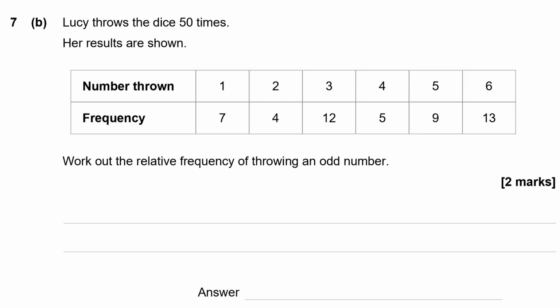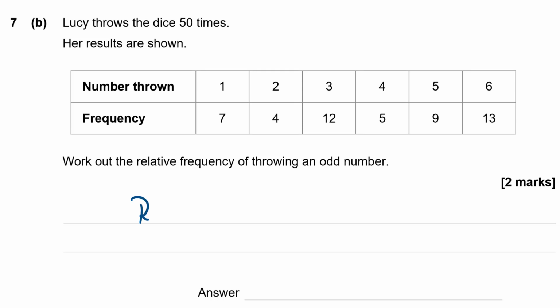Okay, part B says Lucy throws a dice 50 times, and here are her results below. So you can see that she's got a table, a frequency table of the number of times each number came up top. We're asked to work out the relative frequency of throwing an odd number.